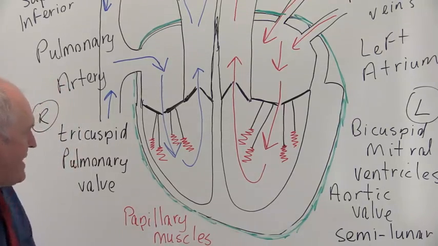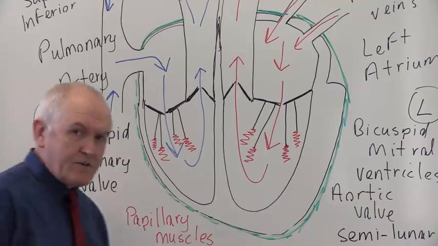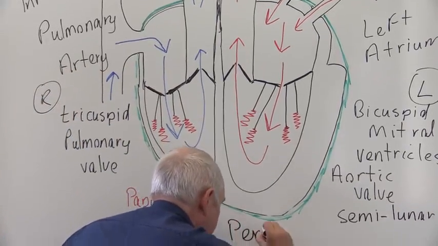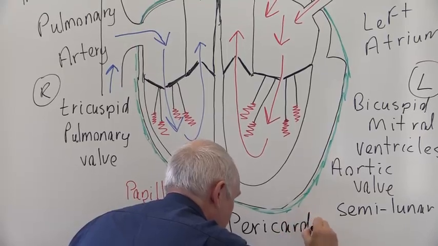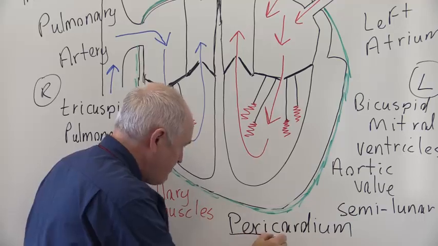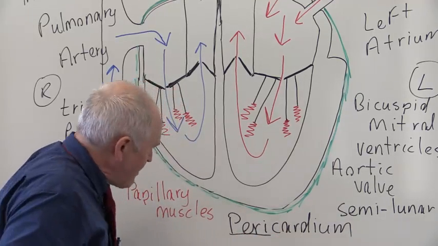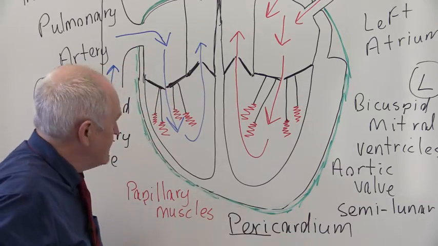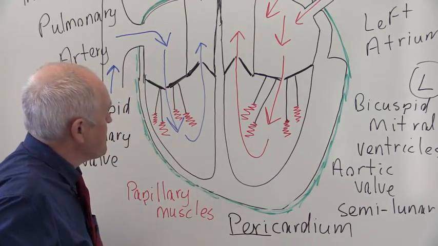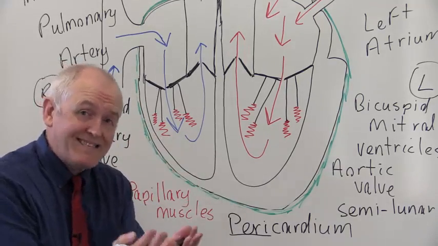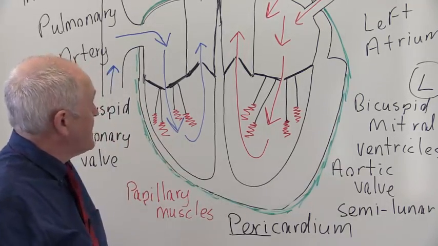And this is round about the outside. So because it's round about the outside, it's the pericardium. Peri means perimeter, around about the outside. Cardium is the heart. It's the pericardium. And it forms a sac in which the heart sits to protect the heart.